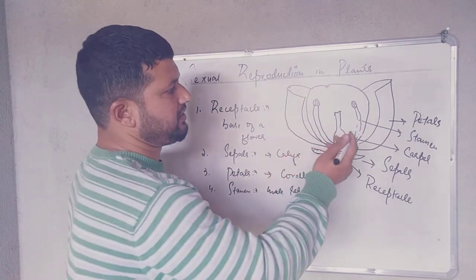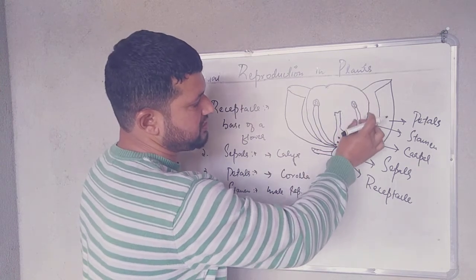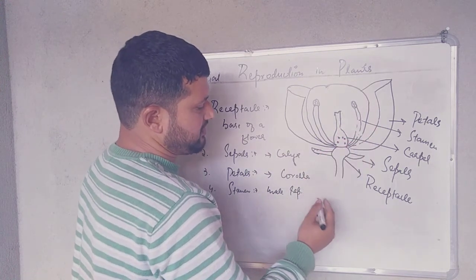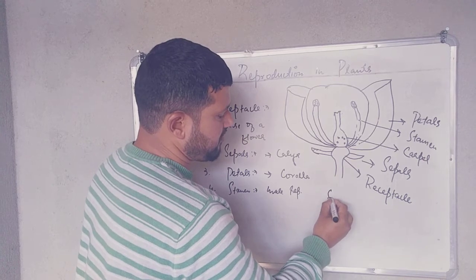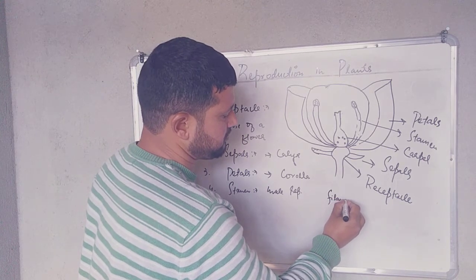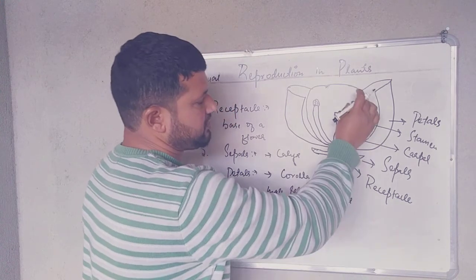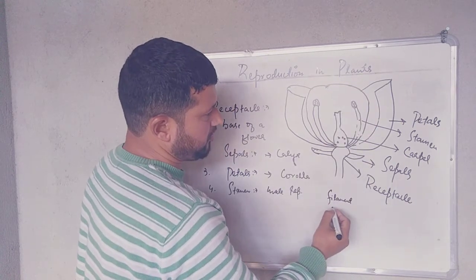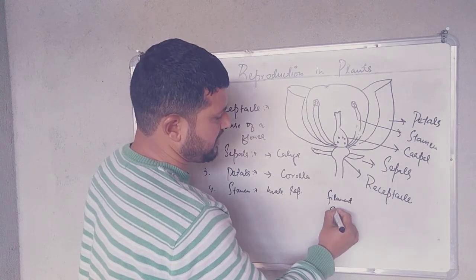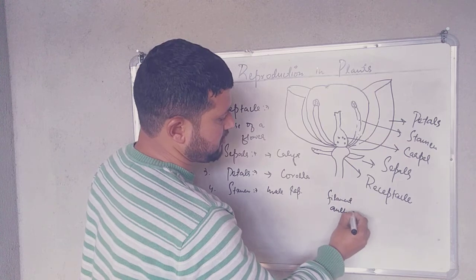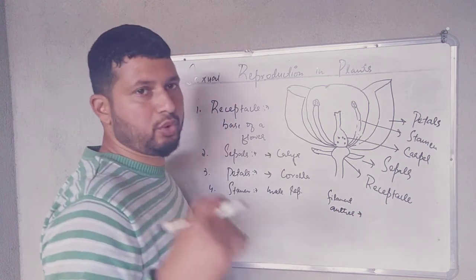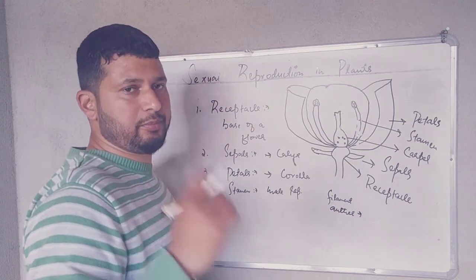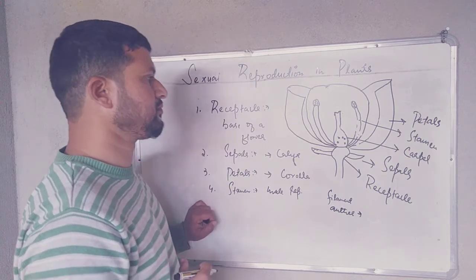And this stamen is made up of two parts. One is this stalk, and this stalk is known as the filament, and the swollen head of the stalk is known as the anther, which produces the pollen grains which bear the male reproductive cells.